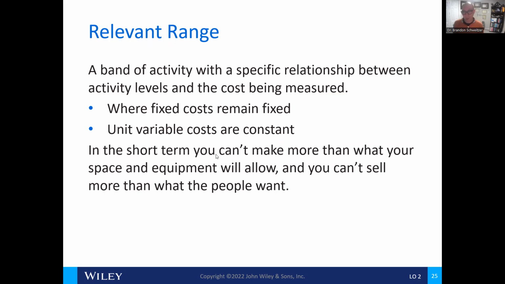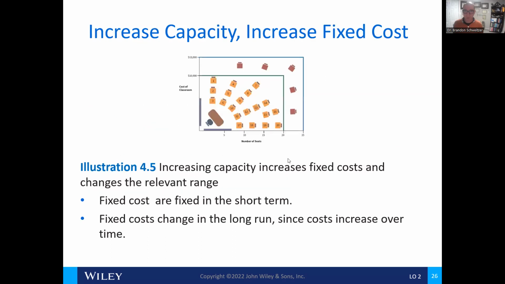In the short run, we can't make more than the space and the equipment will allow. However, there's opportunity for expansion in the future. This, of course, depends on the capacity. With a greater capacity, the more units we can produce. However, that would also mean that there will be a rise in fixed costs.